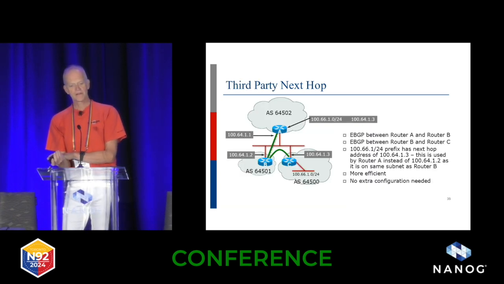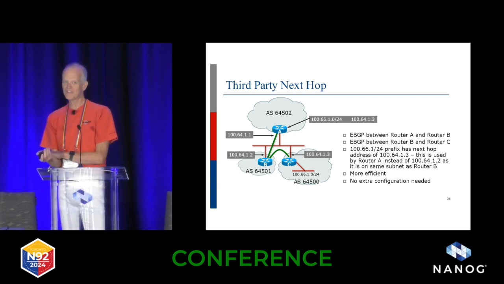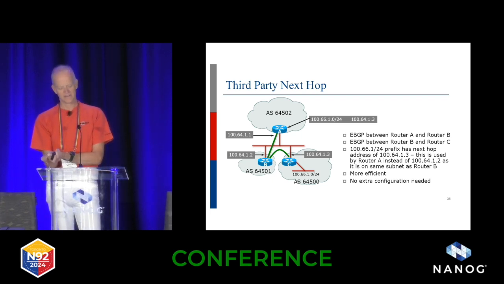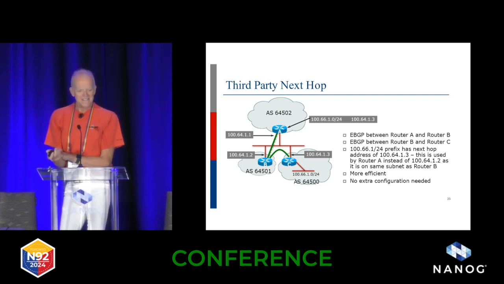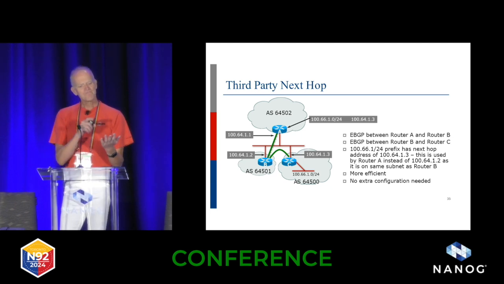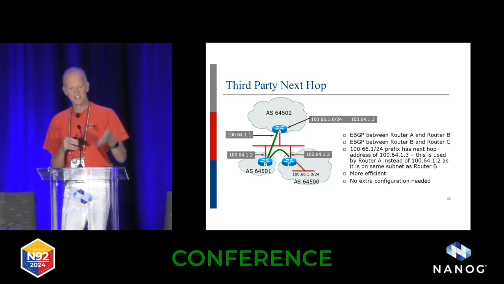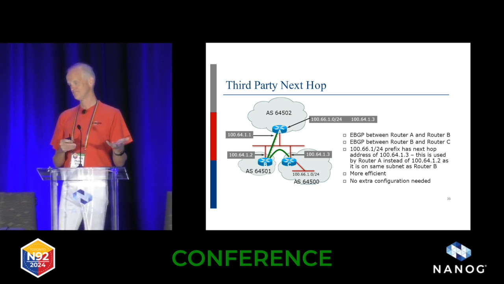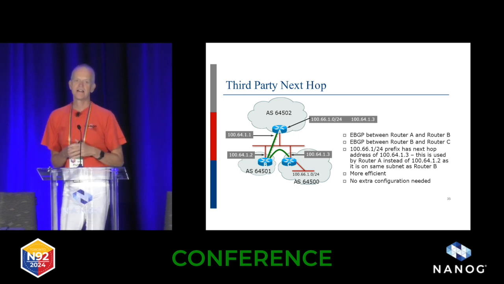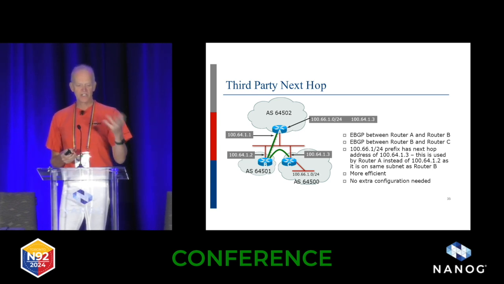Third-party next hop. This is particularly interesting to internet exchange points. And I'm not going to tell a story at the expense of Cisco, but I will. So here we've got the situation, AS64500 is peering with 64501. Okay, fair enough, it's a bilateral peering. Router C is originating a prefix, or sending a prefix, to router B.